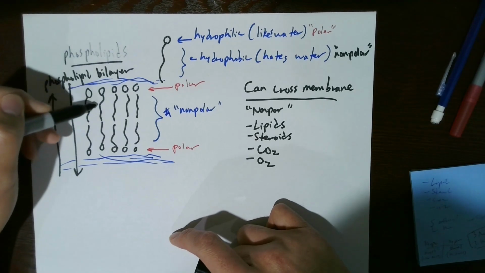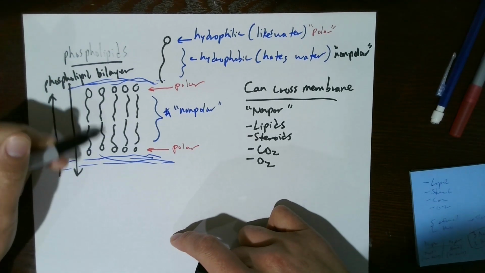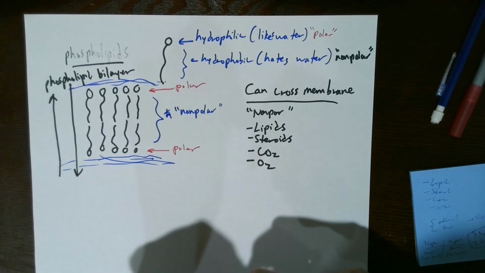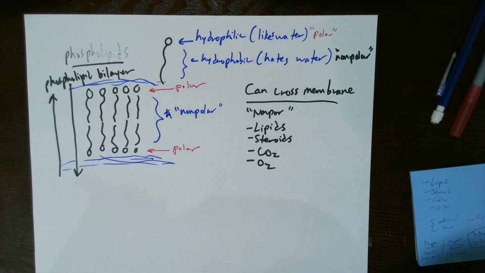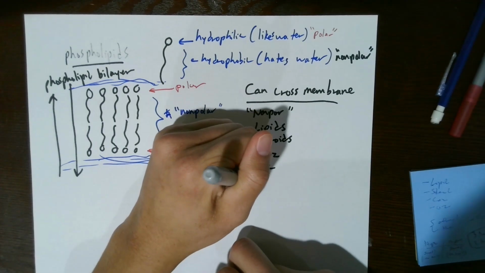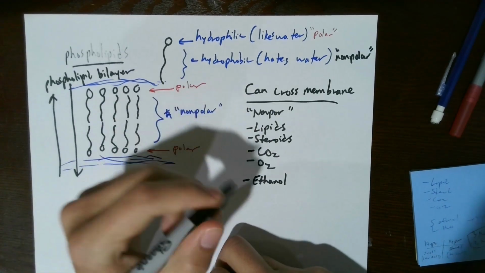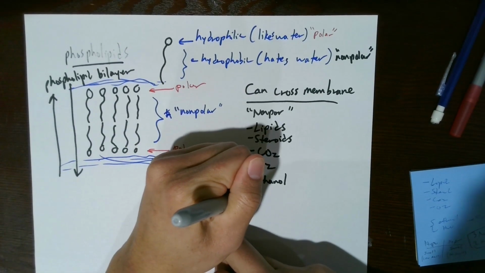It moves in between these little phospholipids and it gets spit out onto the other side. Alright, these four things cross easily. There are also a few other things that can cross. We have ethanol, and we have water.